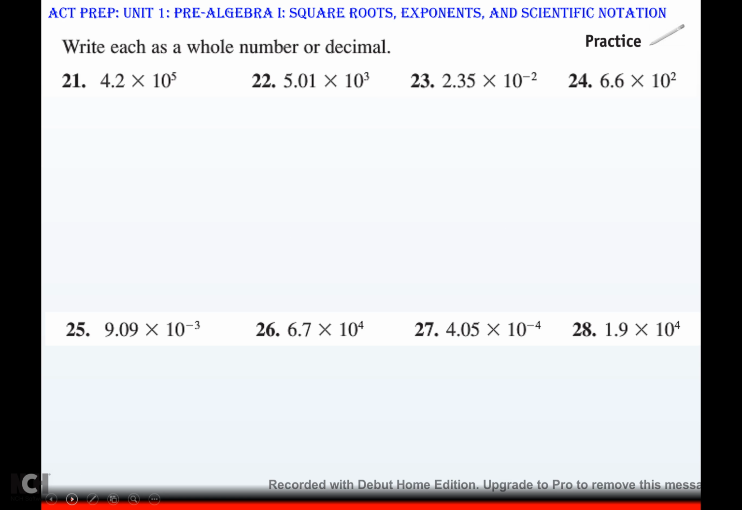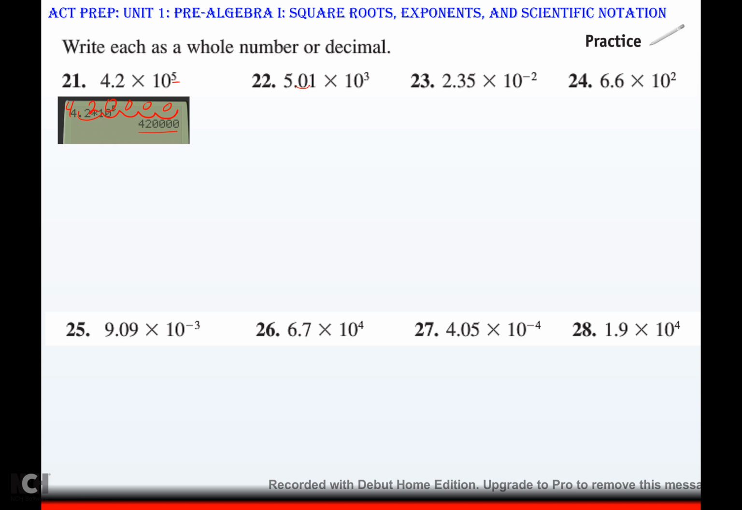Alright, this one they're giving me in scientific notation, and they want me to write it as a whole number or decimal. Well, this says 4.2 times 10 to the 5th, which means move that decimal 5 times to the right. 1, 2, 3, 4, 5. Or, go back to normal, change your mode back to normal, and type it in and hit enter, and it'll give you the same thing.